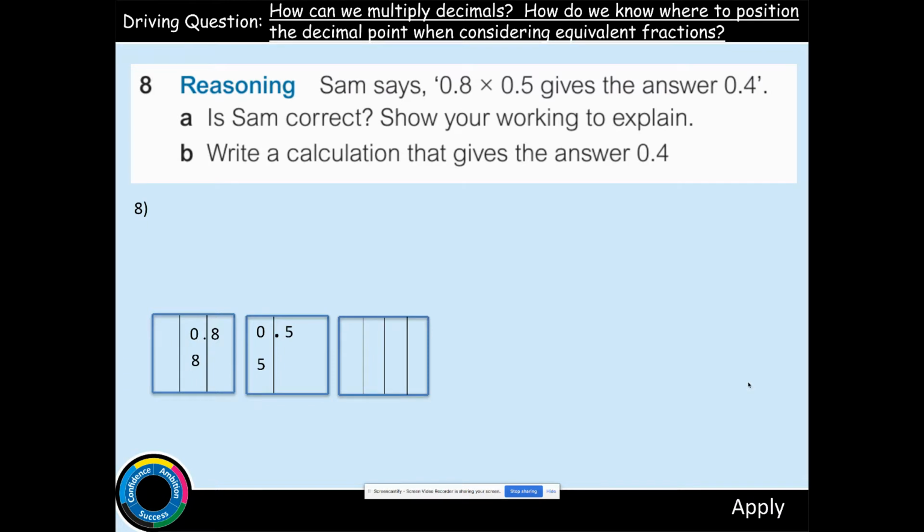Okay, so your final slide for today's lesson, a reasoning question. Sam says 0.8 times 0.5 gives the answer 0.4. So the first part of the question, is Sam correct? And show your working to explain whether you think he is or he isn't. And then B, write a calculation that gives the answer 0.4. So press pause, have a go, and then press play and we'll look at the answers.